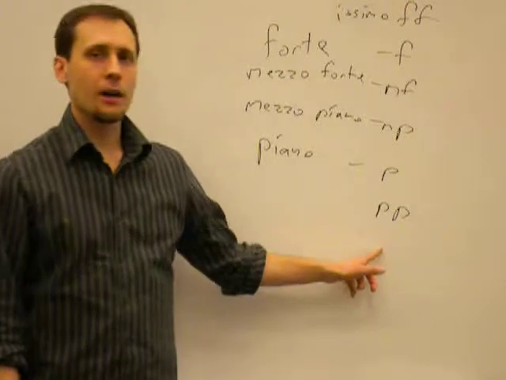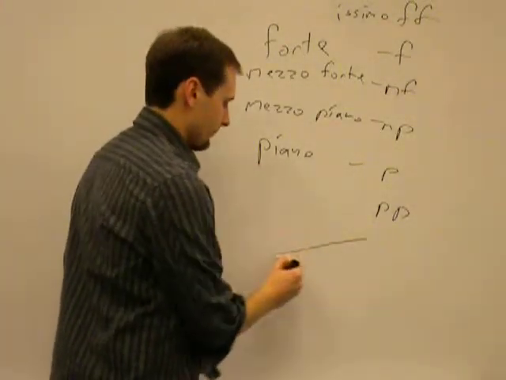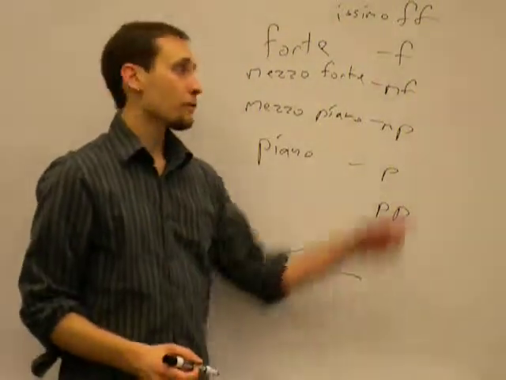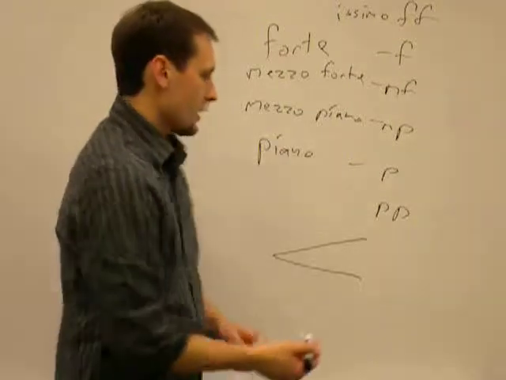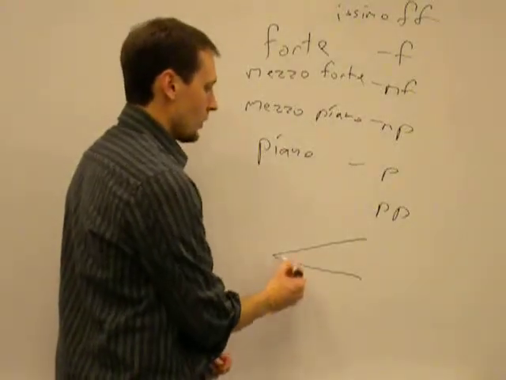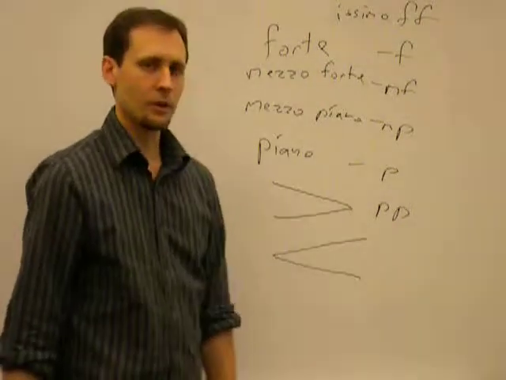If you go from soft to loud, it's called a crescendo, and it's often abbreviated with this symbol. And if you go from loud to soft, it's called a decrescendo or a diminuendo, and that is shown with this symbol right here. Okay?